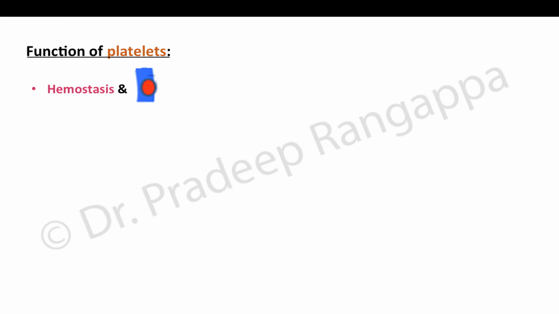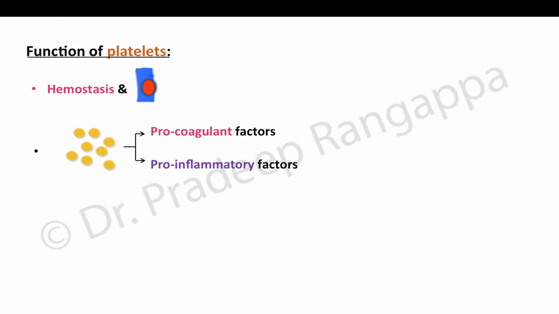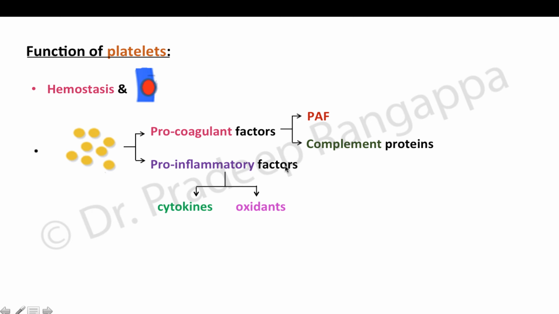So when you look at the function of platelets, predominantly it has two functions. One is hemostasis, which is to stop bleeding, and the other is as a prothrombotic state. So it can create thrombosis in major blood vessels, including veins and arteries. Not only does the platelet have hemostatic and prothrombotic roles, it also produces certain factors called procoagulant factors and pro-inflammatory factors. Some of the procoagulant factors produced are platelet activating factors and complement proteins. Some of the pro-inflammatory factors produced are cytokines and oxidants.